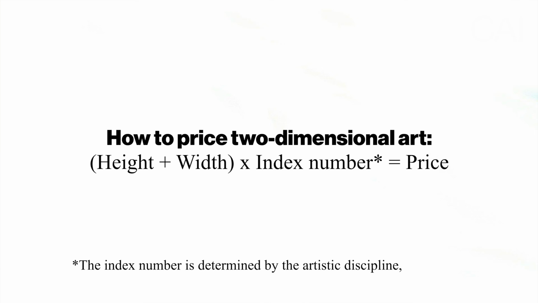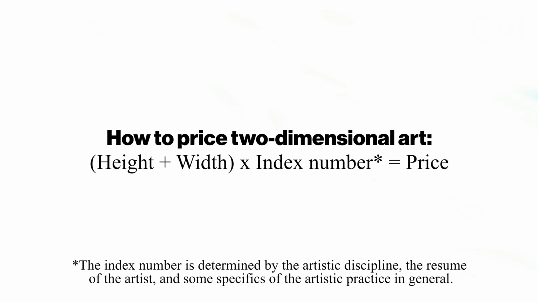A small work by a blue chip artist will be more expensive than a large unique work by a beginning artist. When pricing two-dimensional art, from paintings, drawings, fine art photography to prints, the best way to get your prices right is by using a widely used formula based on the artwork size and the artist's career. Height plus width multiplied by the index number equals the price.